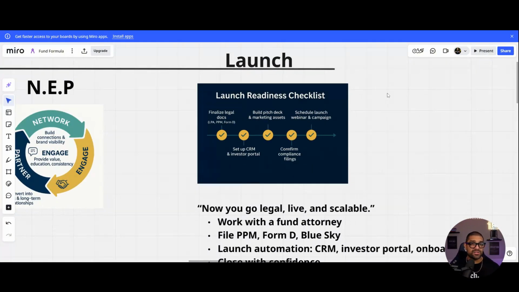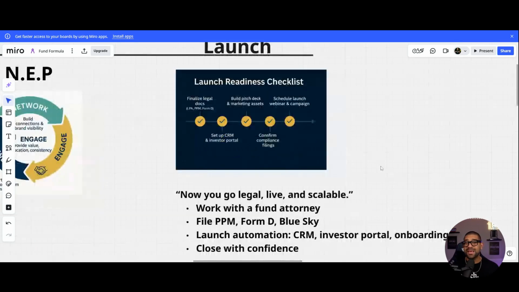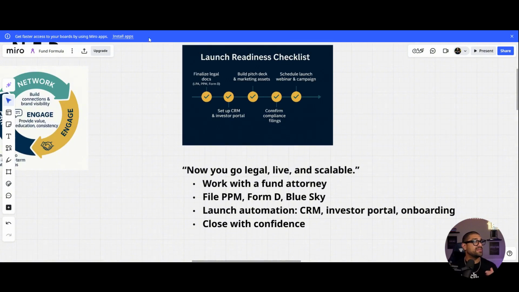Keep your reporting transparent from day one. And the biggest mistake is waiting until docs are finished to start raising. Raise and launch are not separate. They overlap. So you can totally start raising capital for this. You just can't take in any capital. You can get soft commits. And then once you do that, we can start filing your forms for you and making sure you do that.